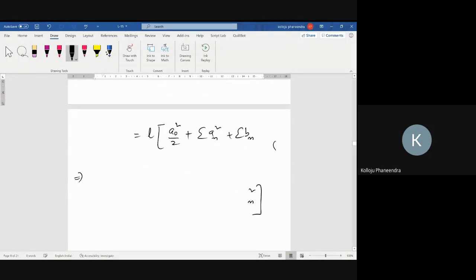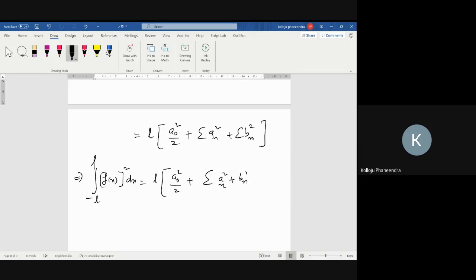This implies Parseval's formula: integral of f of x whole square dx is nothing but L into a naught square by 2 plus summation of an square plus bn square, summation together for an square and bn square. This is the Parseval's formula in the interval minus L to L. And with the same logic, you can define this Parseval's formula for the half range also.